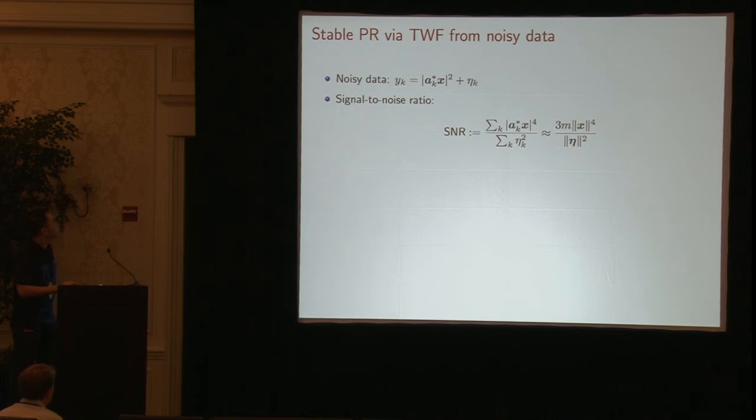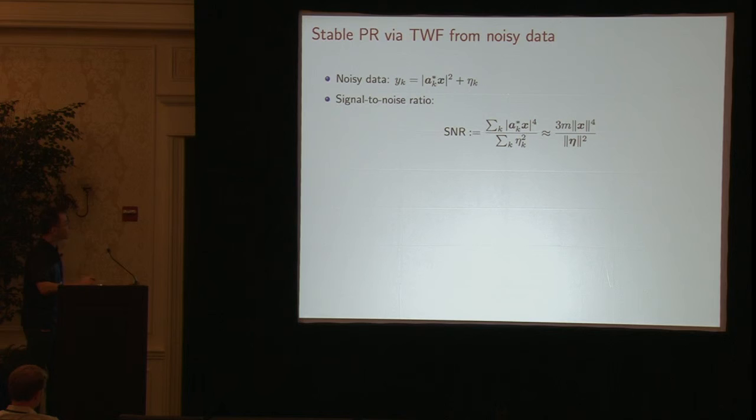So far I have focused on the noiseless data, and interestingly, this algorithm extends to noisy data, and with optimal stability guarantees. So let's consider this model. Okay, so now I have noise. So let's model it as an additive noise. And the signal to noise ratio, well, for this model, you can just write it in this way.